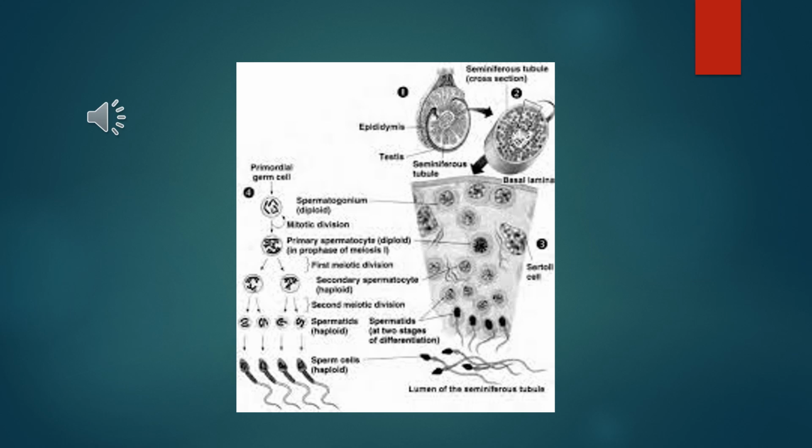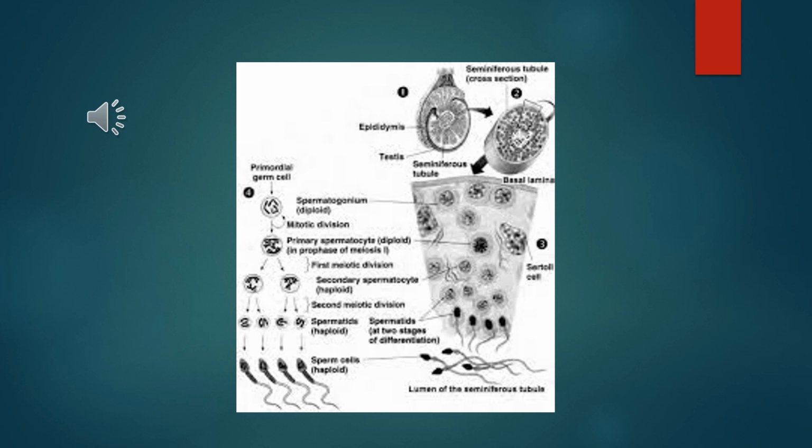Then each secondary spermatocyte again undergoes the second meiotic division and produces the spermatids. So from one spermatogonium you are getting 4 spermatids, and this spermatid undergoes the process known as spermiogenesis, and finally sperm is formed, which is haploid in number.